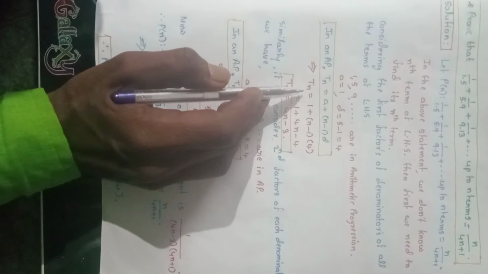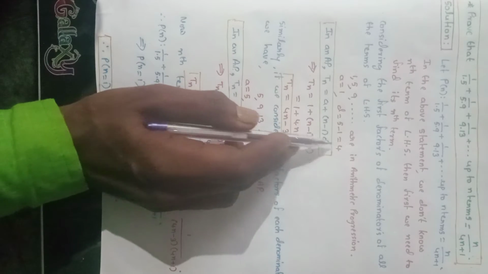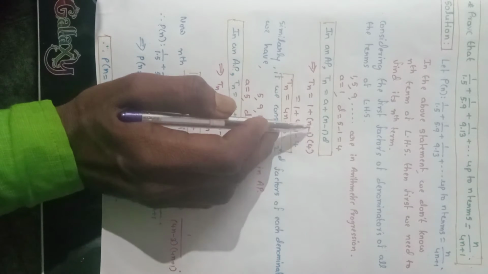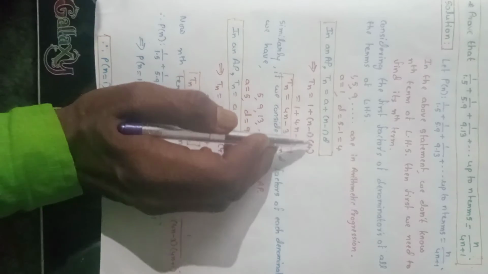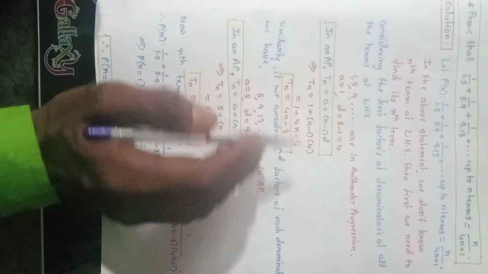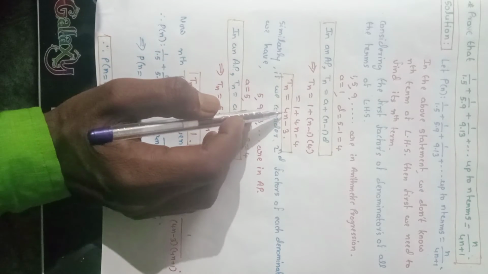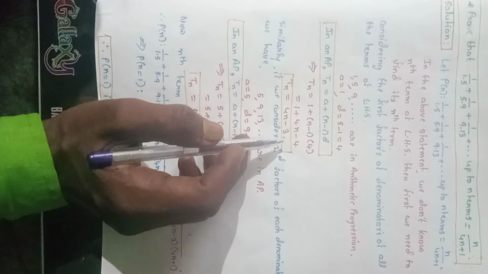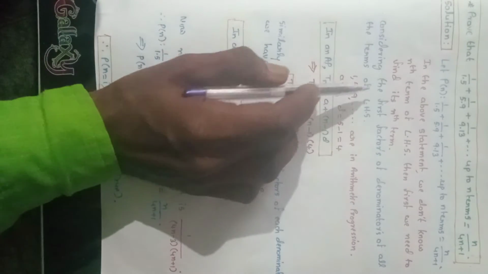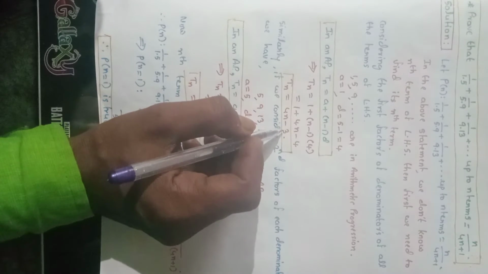Using the Tn formula, you get 1 plus n minus 1 into 4. Now multiplying by 4 here, this becomes 4n, and 4 into minus 1 is minus 4, and plus 1 is there. Simplifying them, you get the nth term as 4n minus 3. That means for the first factors, the nth term is 4n minus 3. We got it.